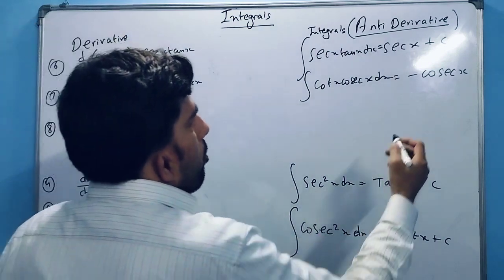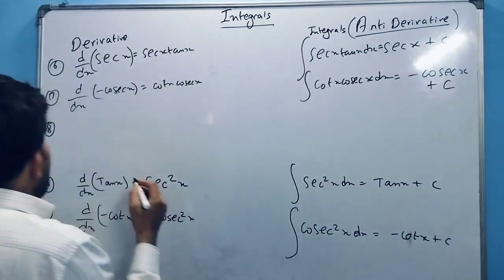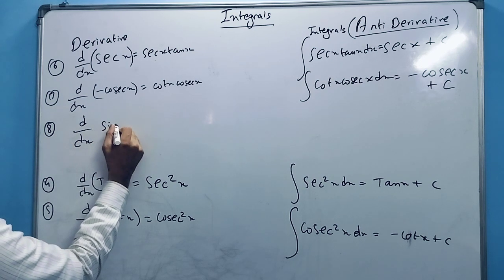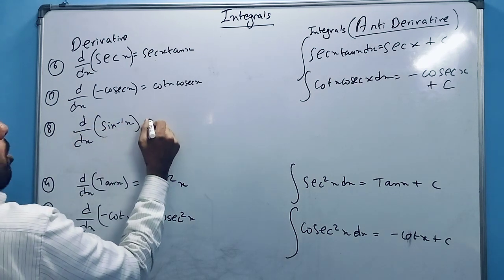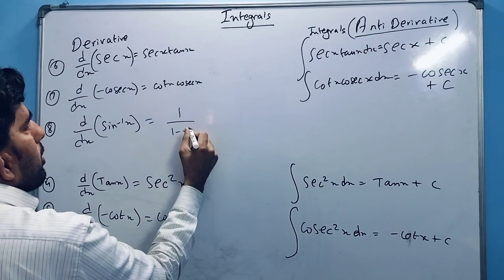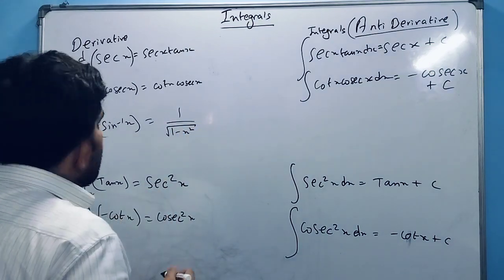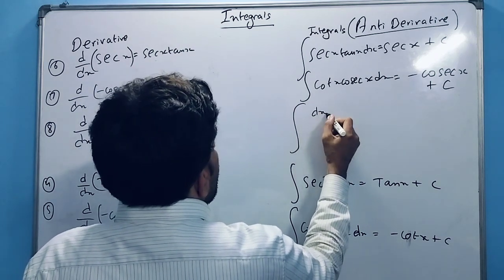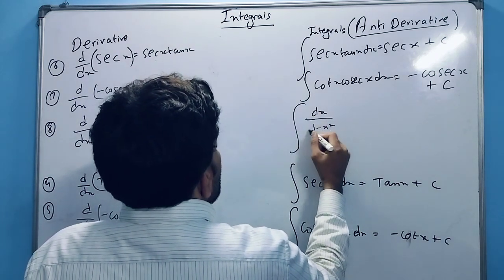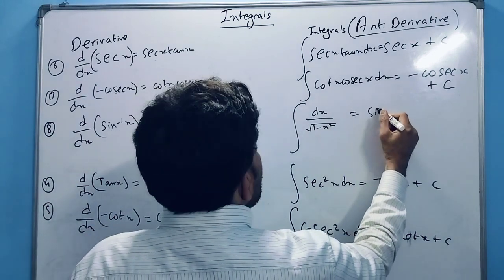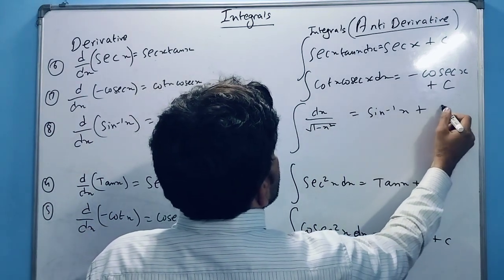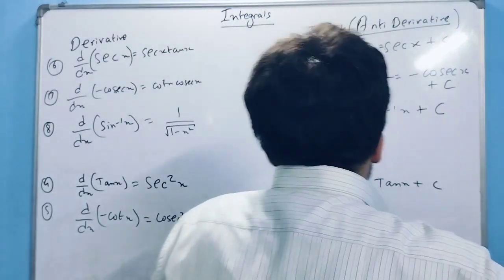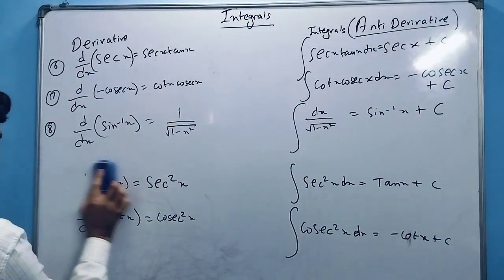Now we'll write more formulas. Now if I differentiate sin inverse x, I get 1 upon root of 1 minus x square. Okay, so next, if I integrate this dx with respect to x, I get sin inverse x plus c. Okay. So now we'll move to the next formula.